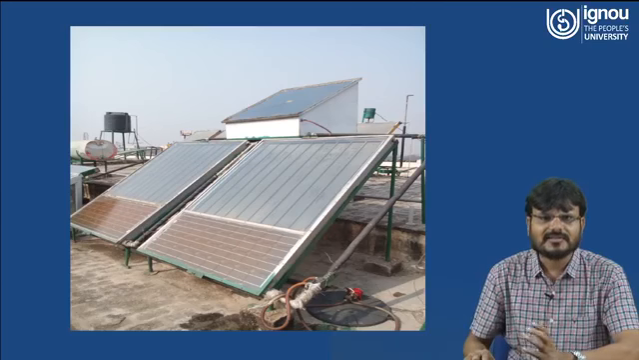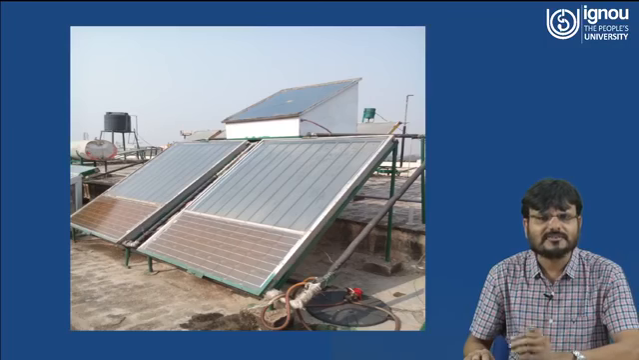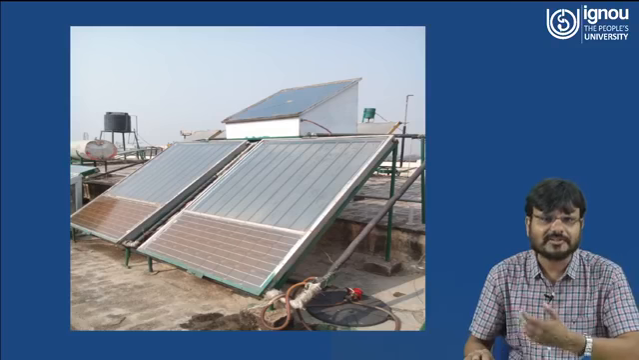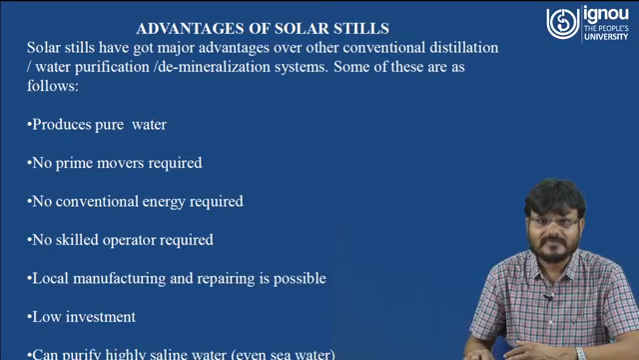Again, two collectors were used, and because you have to increase the yield, that means the capacity of the pump was increased. If you are increasing the capacity of that DC pump, that means you require more DC power. That means two PV modules are used here. So this is again a forced type solar distillation.